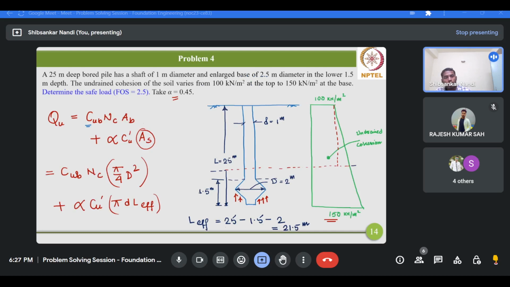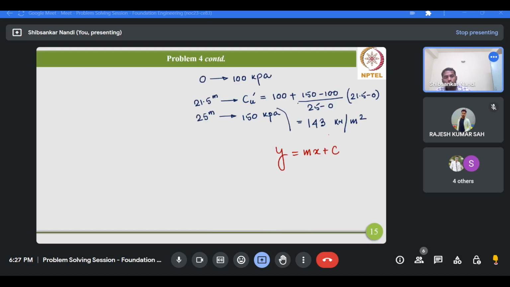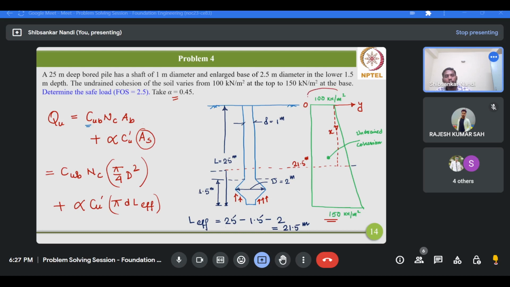So we are taking the reference x here. This is x and this is y. Now x is 0 here and x is 21.5 meter here. This 21.5 meter we have already calculated; there should not be any confusion. Now for y, this is 100 kPa here, and the value of y we have to calculate. For that we should know m, because c we know. C is nothing but this 100 kPa.